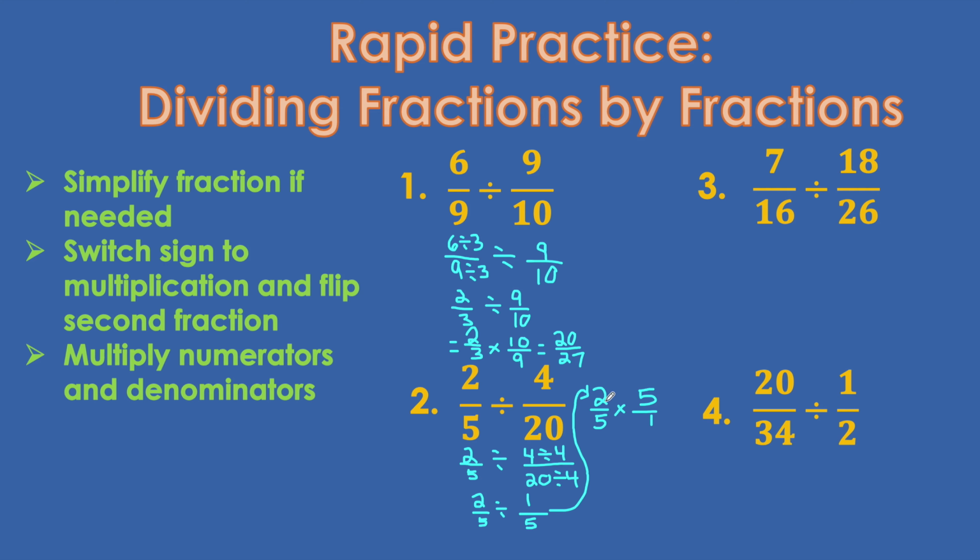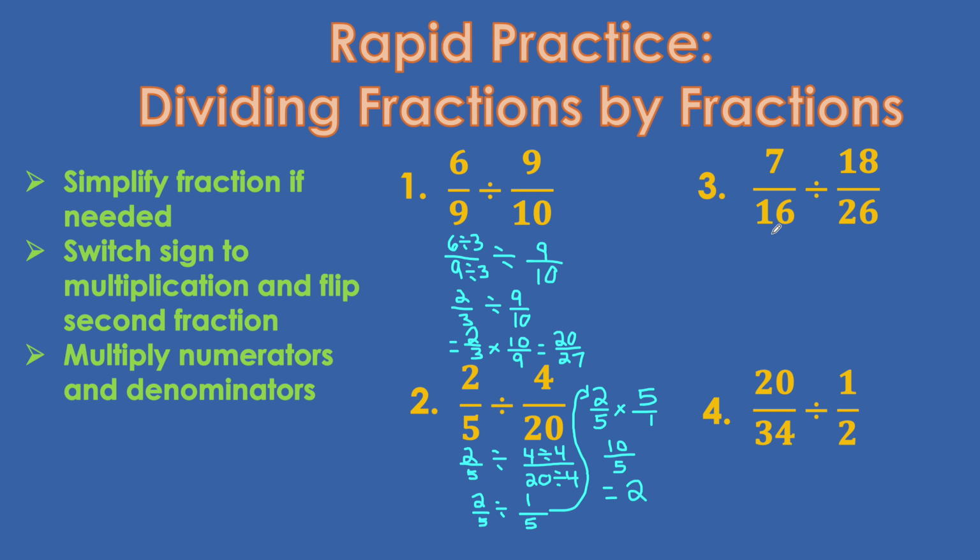Now multiply numerators across. 2 times 5 is 10. Multiply denominators. 5 times 1 is 5. And if you know your division facts, 10 divided by 5 is just 2. So our final answer is 2. Moving on to number 3.